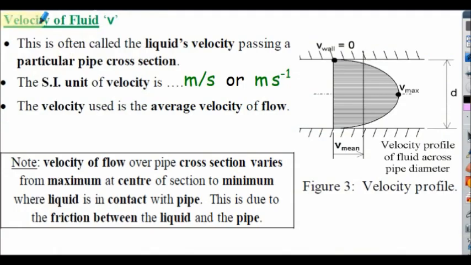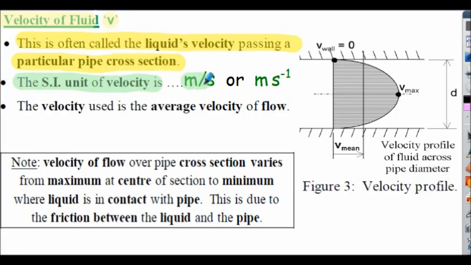Let's consider the velocity of a fluid, symbol lowercase v. This is the liquid's velocity passing a particular pipe cross-section. The SI unit of velocity is the meter per second, also written as the meter second to the -1. And the velocity used within our calculations will be the average velocity of flow.